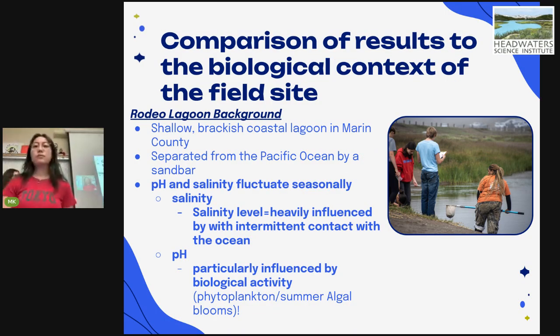Just to compare some of our results to the biological context of the field site, to reiterate, we were at Rodeo Lagoon, which is a very shallow brackish coastal lagoon, and it's separated from the Pacific Ocean by a sandbar. So this sandbar really made the pH and salinity fluctuate. Salinity is heavily influenced by when the ocean overlaps with the lagoon, creating more salt water in it. And the pH is also influenced by different biological activities, such as the phytoplankton and the summer algae blooms.